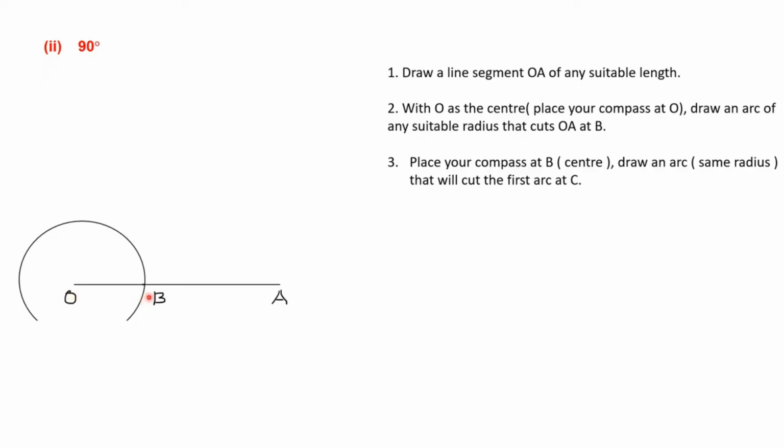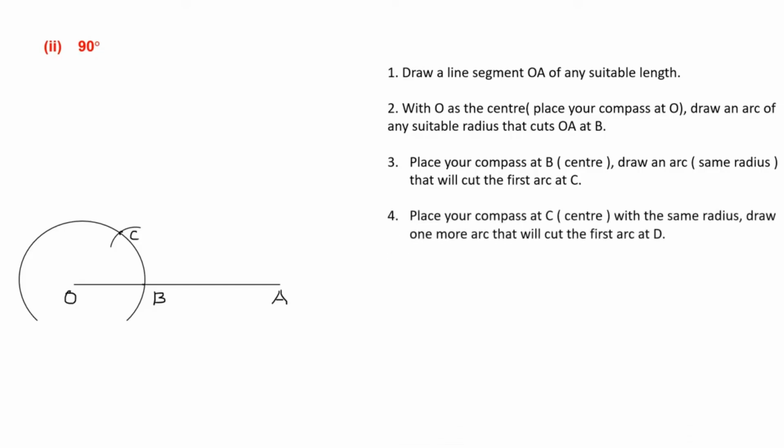And we're going to draw an arc which is going to cut this main arc. So we've drawn an arc. Let's cut it here. And we're going to name that point C. So this point where the arc has cut the first arc is called C. Next step. Again, place your compass at C now. So first we placed at O. Then we placed at B. Now we are placing it at C and we're going to draw one more arc.